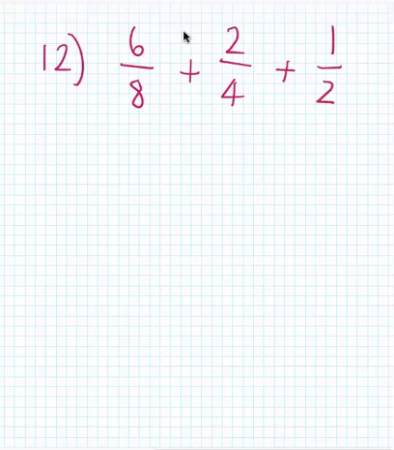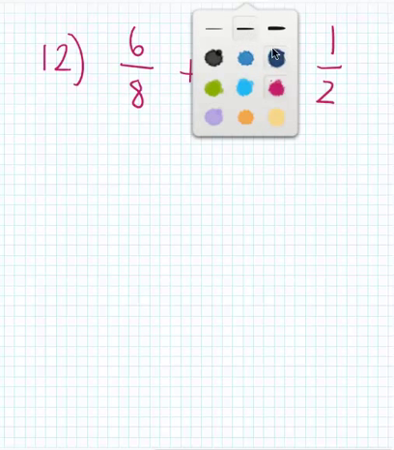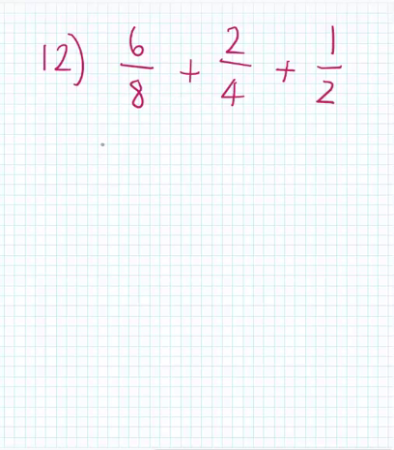Now, with this question, it's starting to get more complicated because we now have 3 fractions. And actually, there's a cool trick you can do, and that is you can just work from left to right. You can do 2 at a time. For example, I can just work with 6 over 8 plus 2 over 4. Work that out, and then when I get my fraction, add the half to it. And you can do it that way.